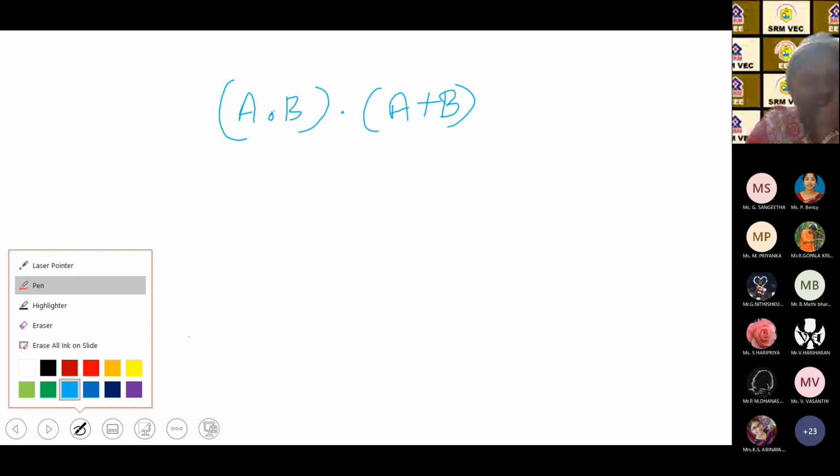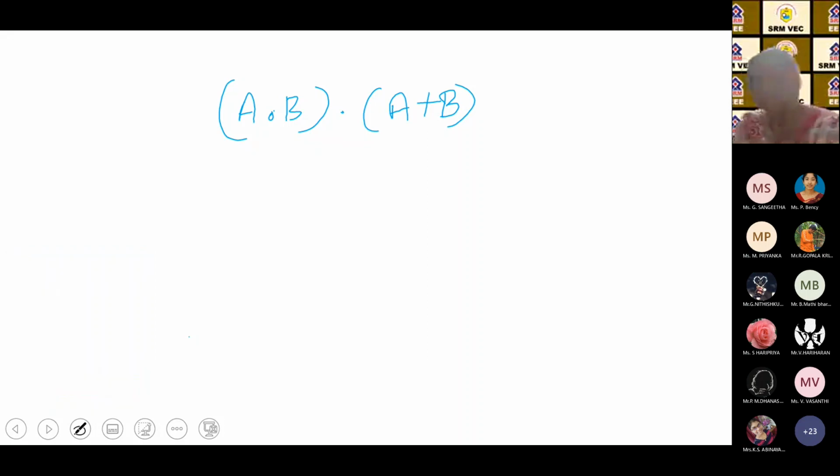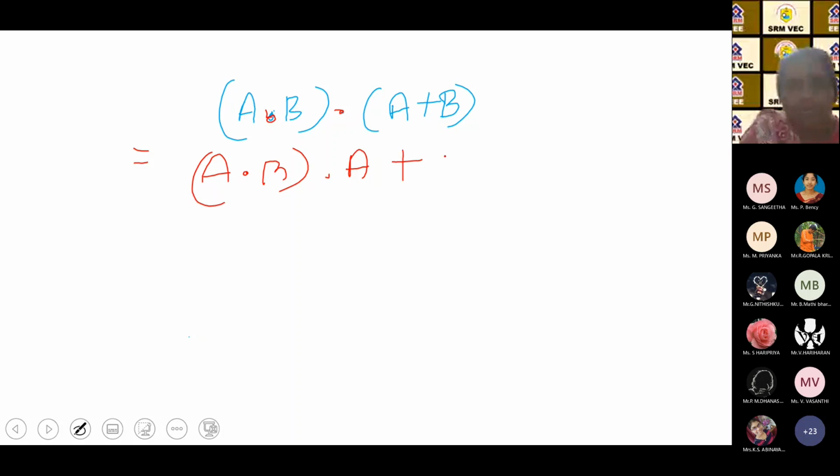So listen carefully. It is very simple. See, A dot B. There are only some laws, some few logical equations. If you remember them, then you can easily solve any kind of complex equations. So see this. We're going to apply the distributive law. What is that? A dot B dot A plus A dot B dot B.